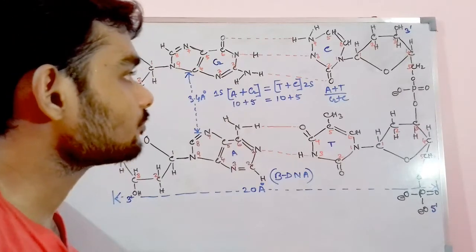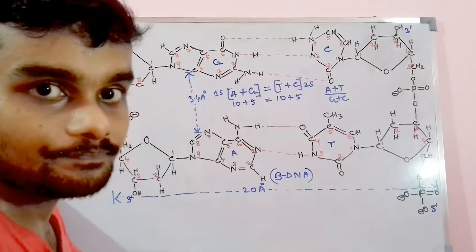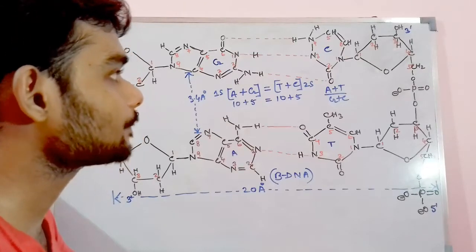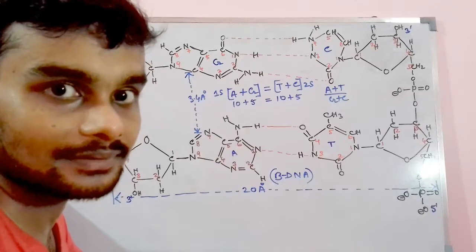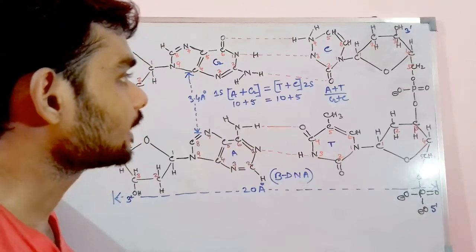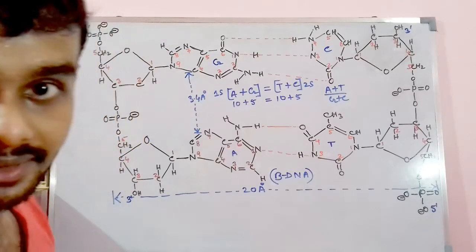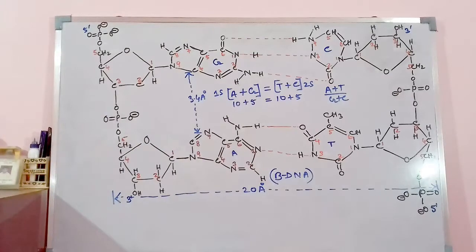So the number of adenine plus thymine, where adenine is the purine base and thymine is the pyrimidine base, divided by the number of guanine and cytosine present in that particular strand has a definite ratio, and always maintains a definite type of ratio in case of all the species of organisms.